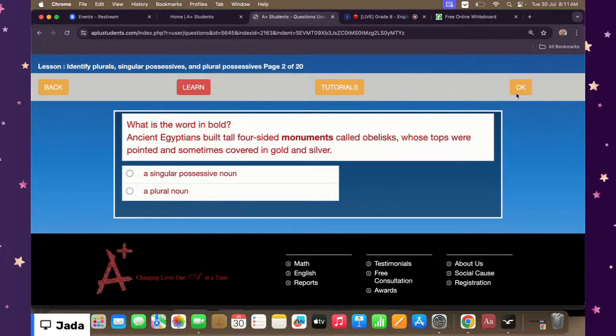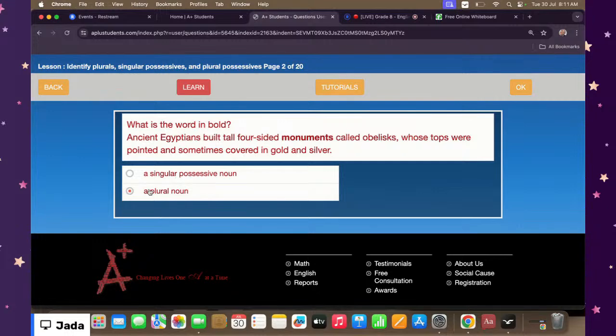What is the word in bold? "Ancient Egyptians built tall, four-sided monuments called obelisks, whose tops were pointed and sometimes covered in gold and silver." The monuments. Okay, so monuments is just an s. Meaning that monuments is a plural noun. It's not yet in the possessive form. It's just a plural noun, so usually a plural noun ends with s.